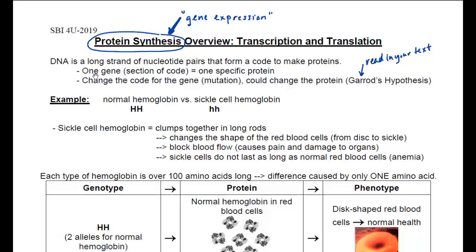Now, what we used to think, at least, was that one gene or one section of the code makes one specific protein. We've since realized that one gene, one protein isn't true, but we'll talk about that when we get into more details. But for now, you get an idea that at least a section is supposed to make a protein. You can change the gene, and if you do that by causing a mutation, then theoretically you should change the protein product as well. You can go ahead and read about Garrod's hypothesis in your text if you're interested in knowing more about that, but we'll go through some mutations later on in this course in a few days from now.